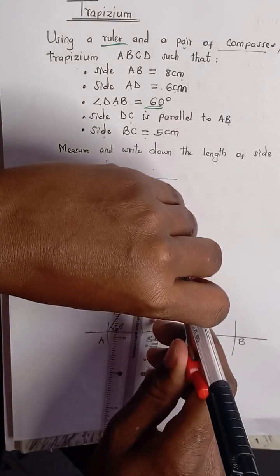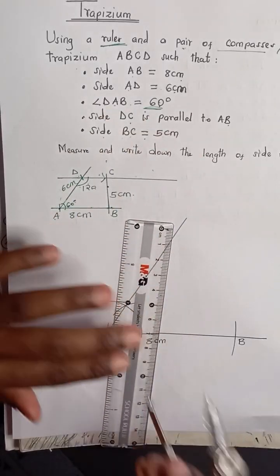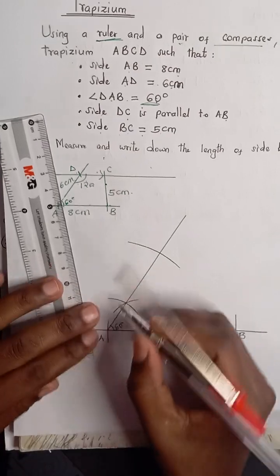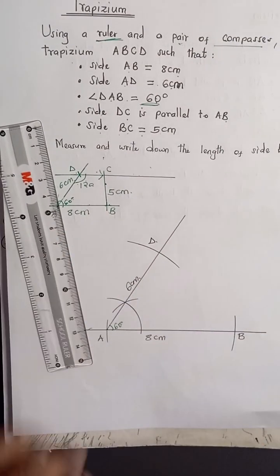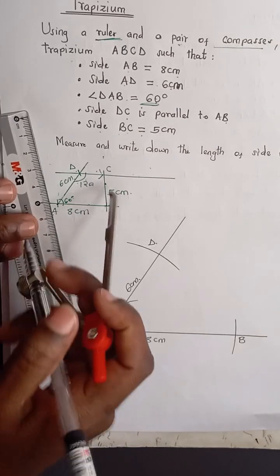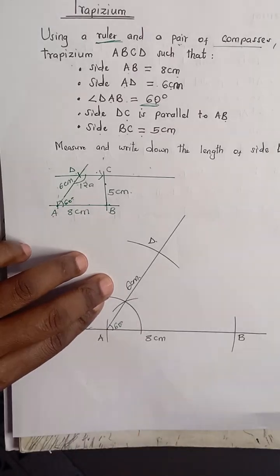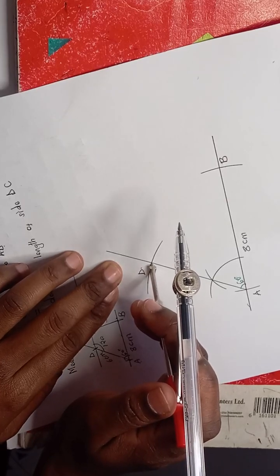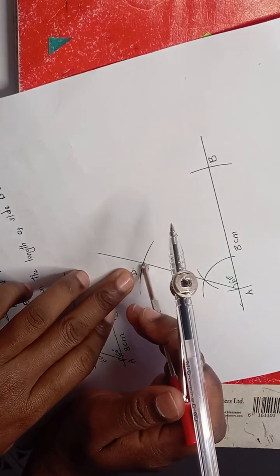Now let's do that. That is our 6 centimeters. Then we place the sharp point here and make an arc that makes 6 centimeters. So that is our point D. Now for us to construct the 120 degrees, we will treat this line as our horizontal line. We can tilt the paper a bit. Now we make our 120 degrees using the procedure of constructing the 60 degrees.